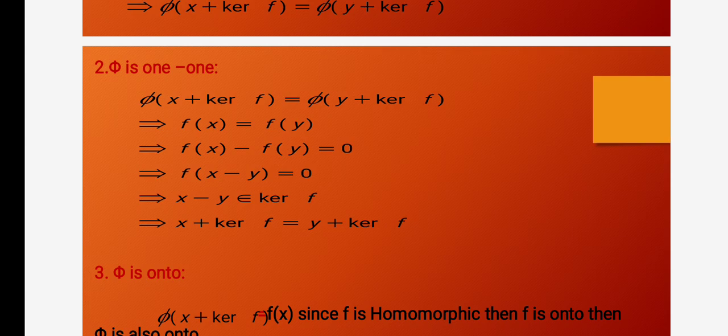Phi is one-one: suppose phi of x plus kernel f is equal to phi of y plus kernel f. Then by the definition of the mapping, its image f of x equals f of y. Then f of x minus f of y equals 0. Then f of x minus y equals 0. Then the image of the element is 0, so it belongs to kernel f. Then x minus y belongs to kernel f. That means x plus kernel f is equal to y plus kernel f. This proves phi is one-one.